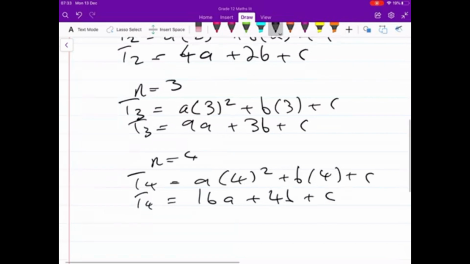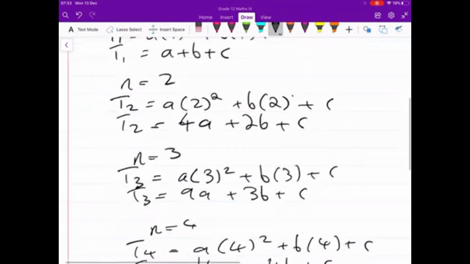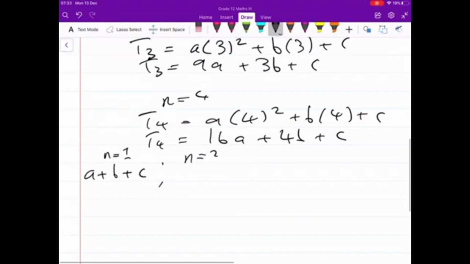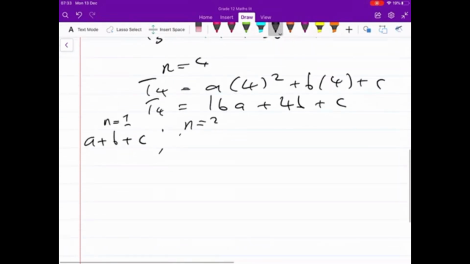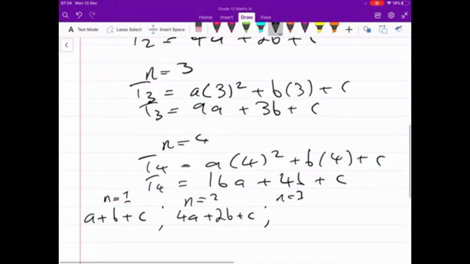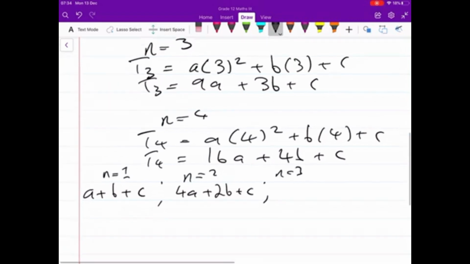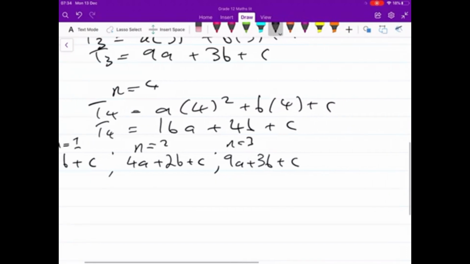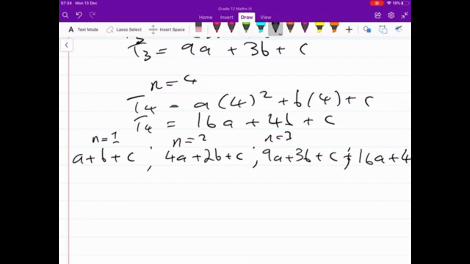Well, we can write this as a sequence. Yes, we can. My first term is a plus b plus c. My second term is 4a plus 2b plus c. My third term is 9a plus 3b plus c. And my fourth term is 16a plus 4b plus c. And of course, you can continue and continue.